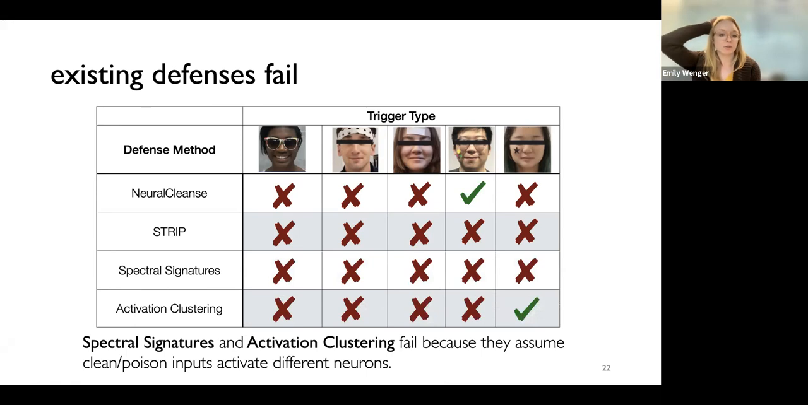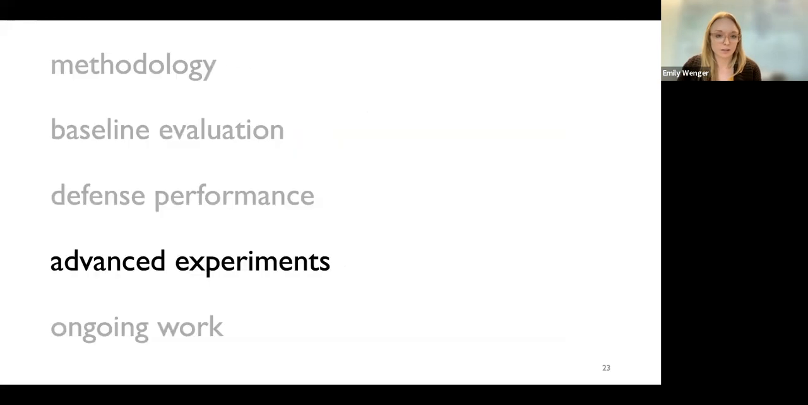And then finally, both spectral signatures and activation clustering, which are two statistical based defenses that try and find weird behaviors in the feature space, don't work because they assume that these clean and poison inputs have really distinct feature space behaviors. And again, because these physical triggers are natural rather than these artificial weird things, we believe that this negates that assumption. So that is the defenses.